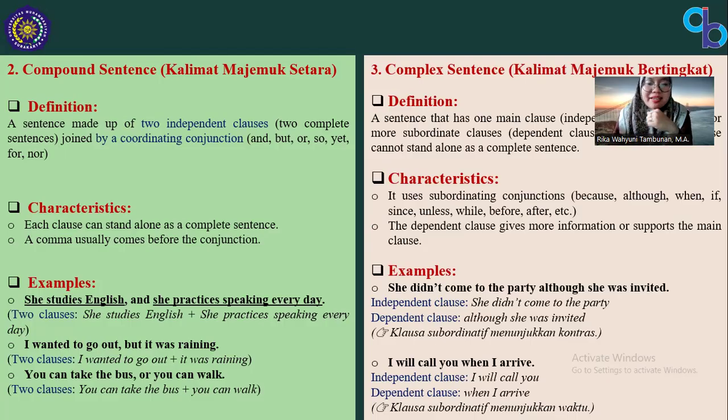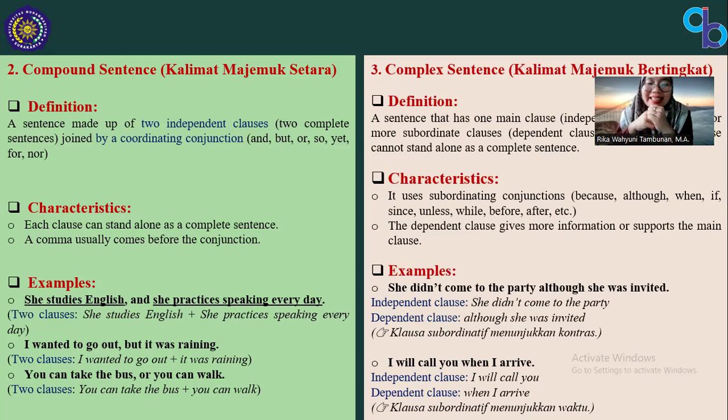Okay, now we go to the examples. The first example is she studies English and she practices speaking every day. Both parts are complete. She studies English is a full sentence. She practices speaking every day is a full sentence too. We connect them with and to show both actions happen together.